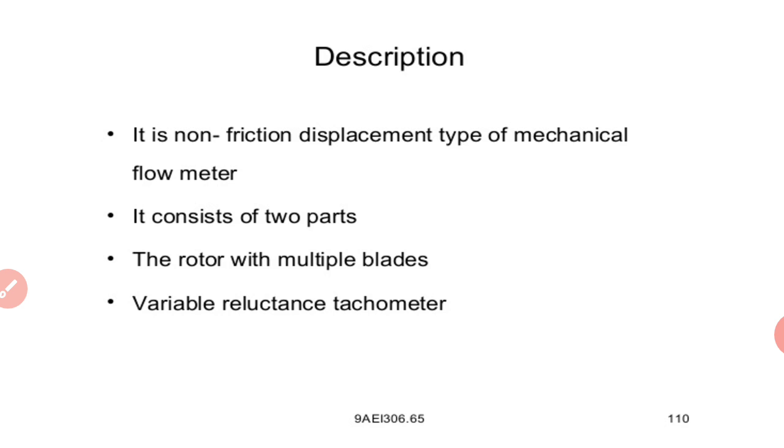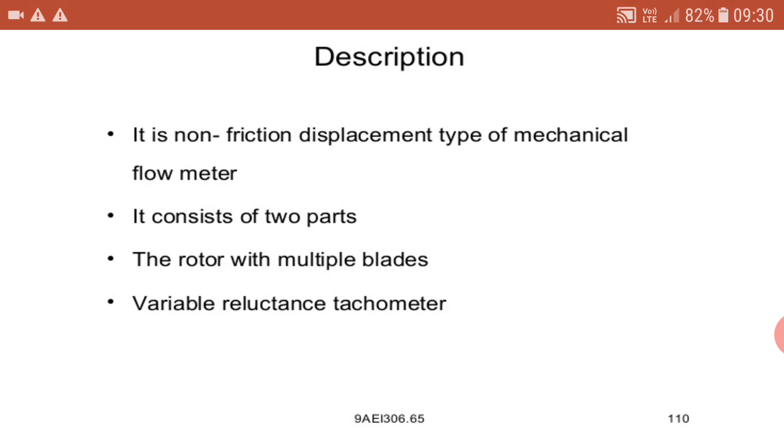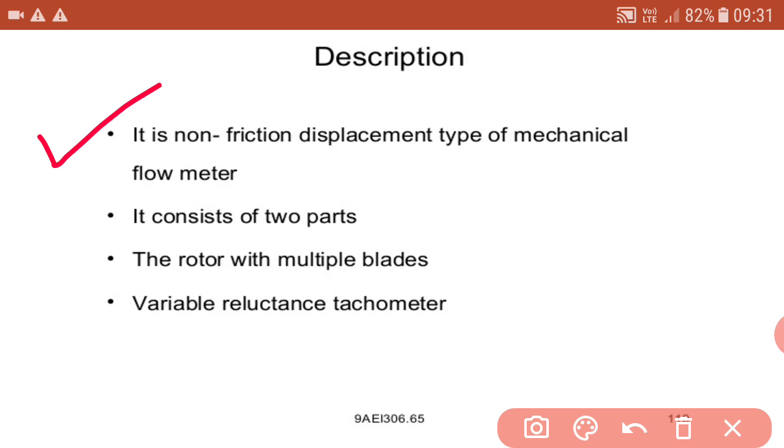Now, what is the introduction to the turbine flow meter? It is a non-friction displacement type of mechanical flow meter. It consists of two parts: the rotor with multiple blades, and the second one is the variable reluctance tachometer. So these two parts are the main parts of this turbine flow meter.